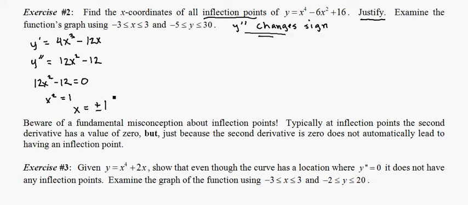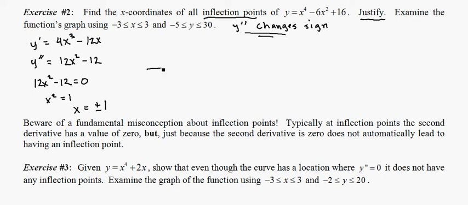Now keep in mind, those two x values are not necessarily locations of inflection points. They're simply places where the second derivative is 0. Just like with local maxes and mins, we can have locations where the first derivative is equal to 0 and not have a turning point. Likewise, we can have locations where the second derivative is equal to 0 and not have an inflection point. But we'll get to that more in exercise 3.